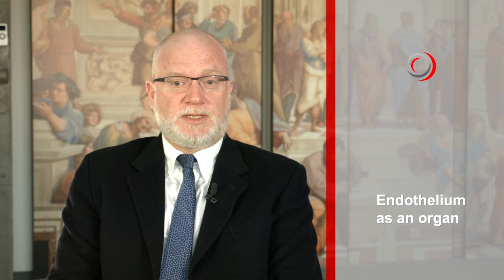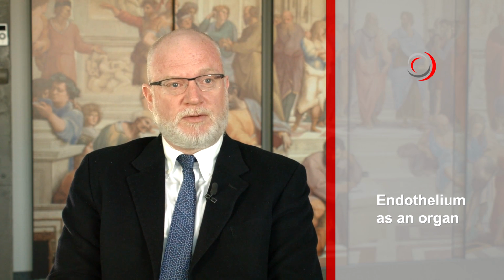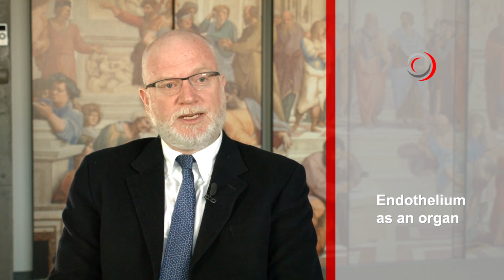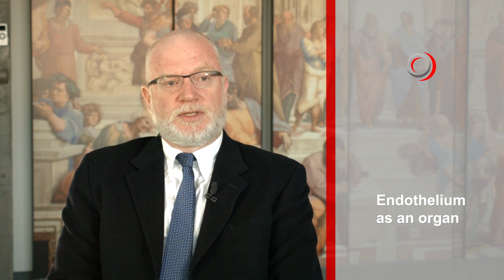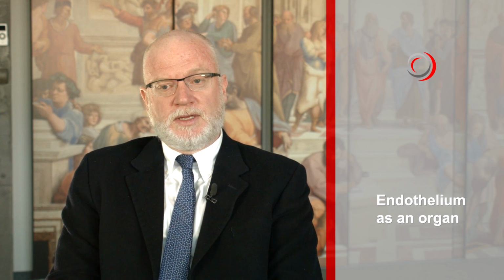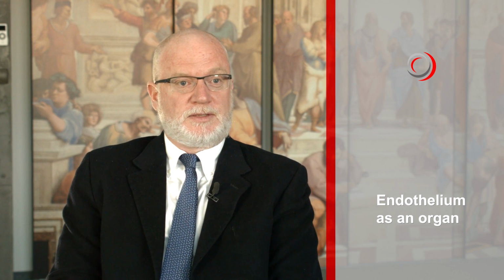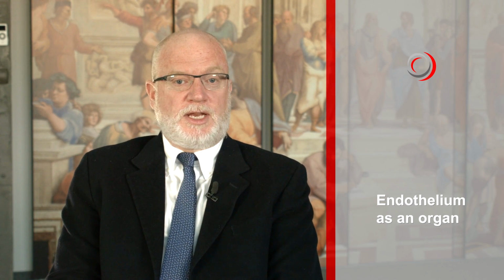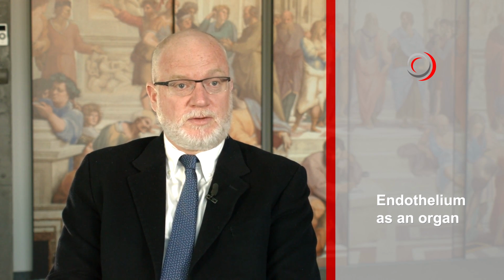The second difference is that most organ systems comprise more than one cell type, so that the heart has cardiomyocytes and endothelial cells and fibroblasts and macrophages and other cell types within the ventricular and atrial walls. The liver has hepatocytes and endothelial cells and macrophages called Kupffer cells and other cell types. So the endothelium, if one were to look at it as an organ system, is unique in the sense that it consists only of one cell type.